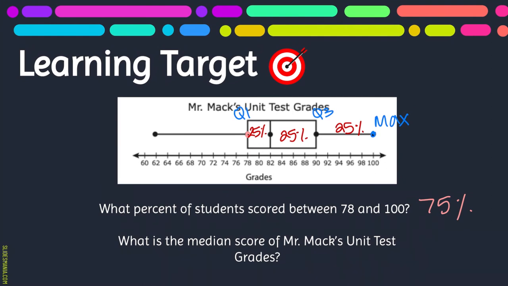And then what is our median score of Mr. Mack's unit test grades? Well, this point in the middle of our box represents our median. So our median score was an 82.